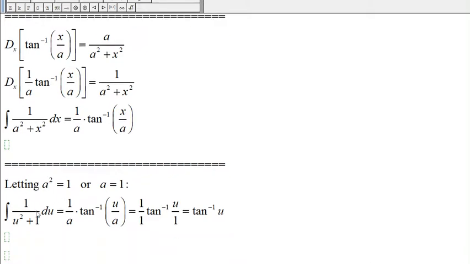And now our integral is 1 over u squared plus 1. So let a squared be 1, or a is 1. And then this integral will be 1 over a times tangent inverse of u over a. But a is 1, so we end up with tangent inverse of u. The variable there is x, and here the variable is u, so that's why we get u over a. So the integral of 1 over u squared plus 1 is tangent inverse of u.